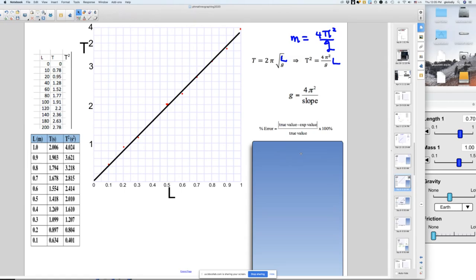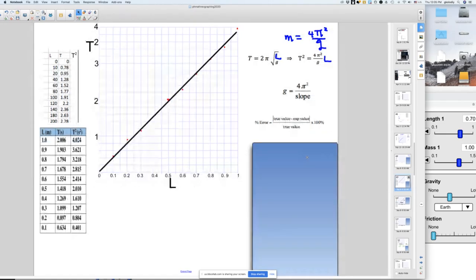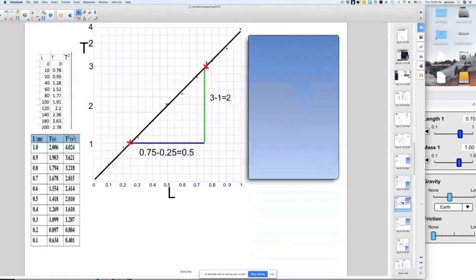And then, again, you have your true value, to find the percent error: your true value minus your experimental value, divided by the true value, which is 9.8, times 100, when you find g. And I think I do these calculations here. So these are my calculations for that.